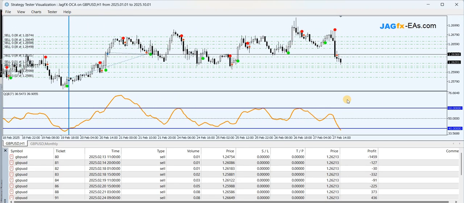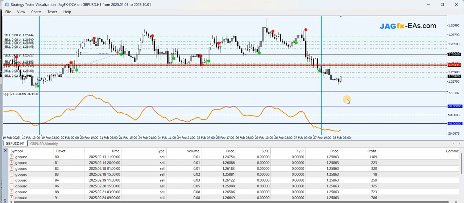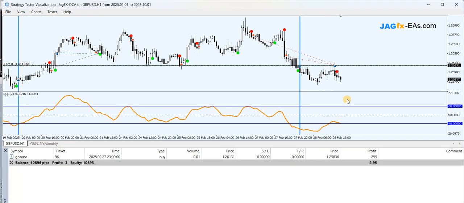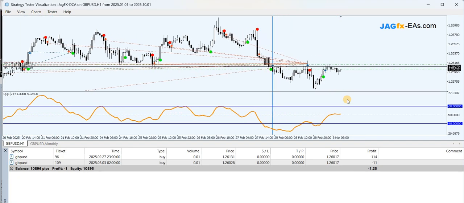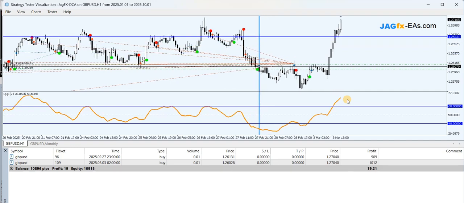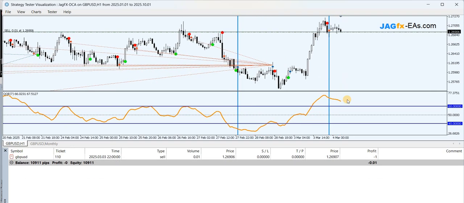Still in sells. Hopefully we'll get some. There's the sells going down. We're also in a buy. All the sells are closed. Now we're in a buy. There's the buy trailing up, the stop, and out.